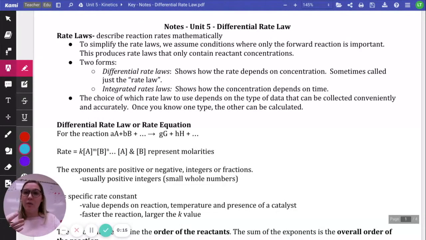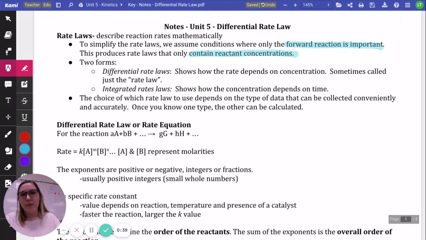An important thing to note with rate laws is that we always assume that only the forward reaction is important. In our reactions, reactants turn into products, but at the same time, some of our products are turning back into reactants. So when we're talking about rate laws, we're only going to assume that our forward reaction is important. What that means for us is that rate laws are only going to contain reactant concentrations.